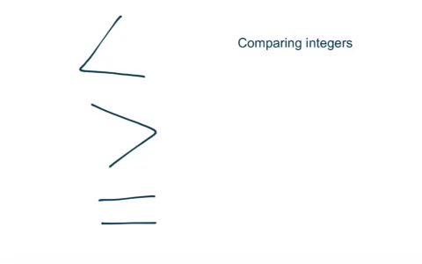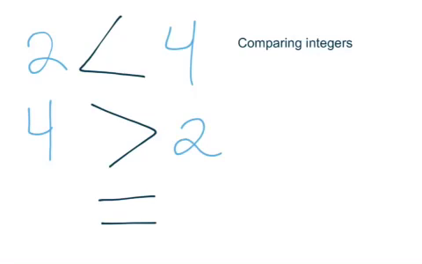I wrote some symbols here that we can use when comparing integers. The first one is the less than sign. So I could write 2 is less than 4. The next, the greater than. Using the same numbers, 4 is greater than 2.